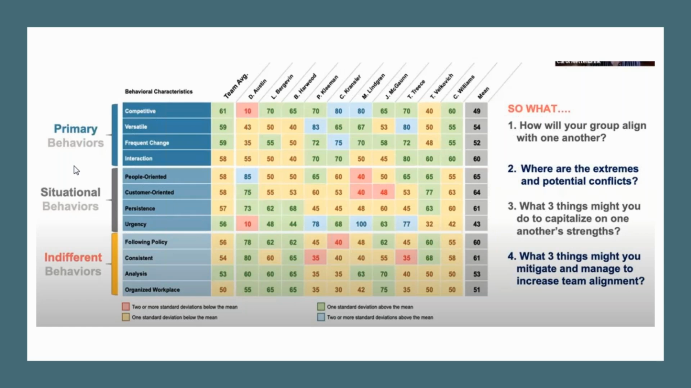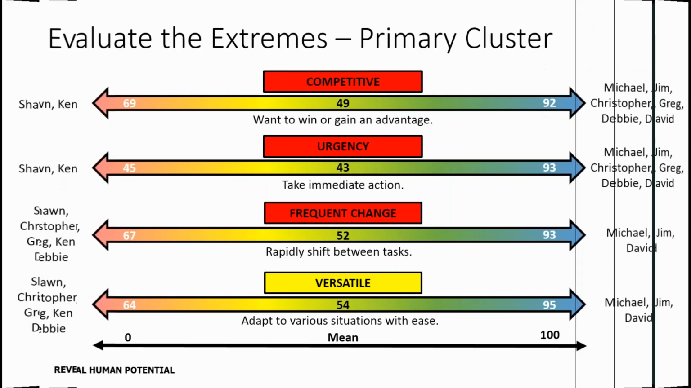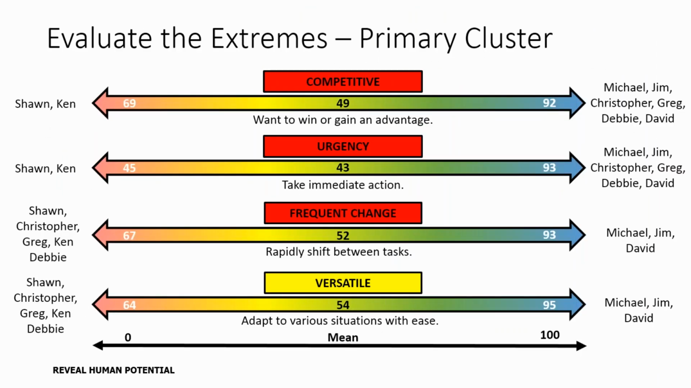Yeah, and then when we look at the other slide, this is a separate report that was generated by one of the facilitators. They listed the names to the left-hand side of the report and the right-hand side of the report, and it shows it a little bit clearly here. These are the competitive people, and these are the people who have a high sense of urgency, who take immediate action. If they were firefighters, I would want them to score high in sense of urgency and frequent change and versatility.